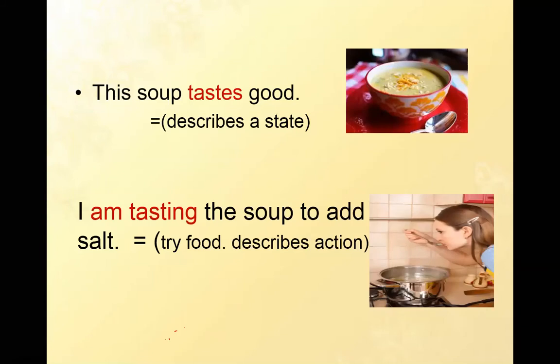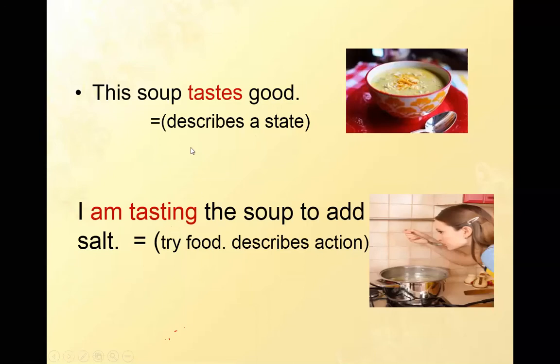If I'm doing an action, like in the second example, I'm tasting the soup to add salt. Here I try the food. It describes an action, so I use the progressive form or continuous form. With describing a state, we use simple. With describing an action, we use continuous form. The verb taste is from the stative verbs, which cannot come in progressive form, but it can come with a different meaning. The word tastes here describes a state, but am tasting here describes an action.